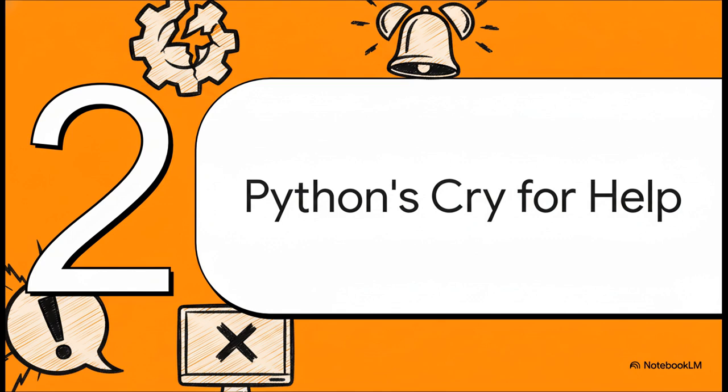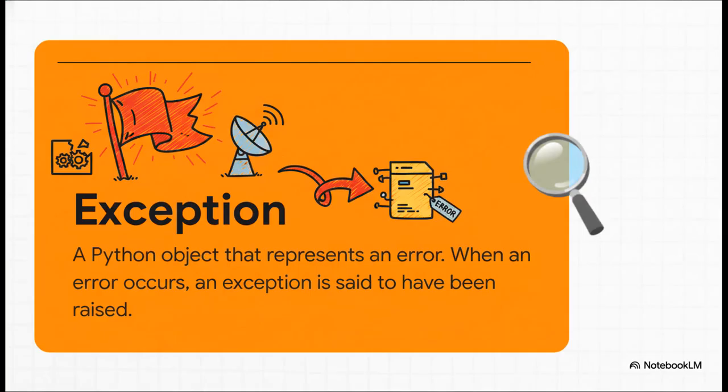All right, so let's zoom in on those runtime errors, the exceptions. When a program that's written perfectly fine syntax-wise hits a problem it can't solve, it doesn't just die silently. In a language like Python, it actively and very loudly signals that something has gone terribly wrong. You can almost think of it as a cry for help. And that cry for help has an official name. It's called an exception.